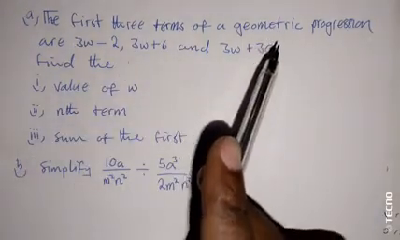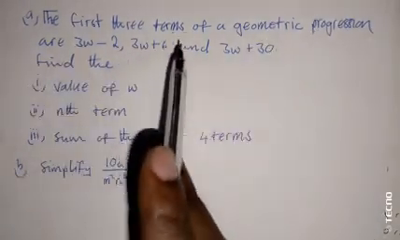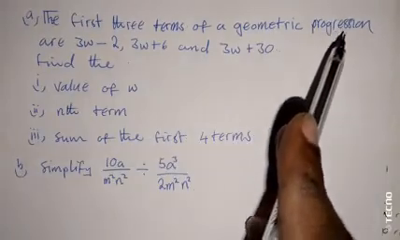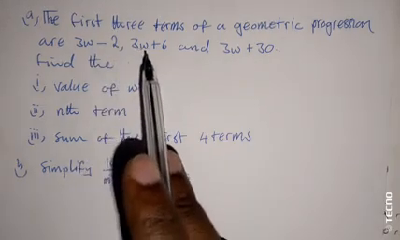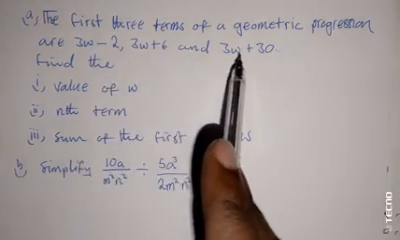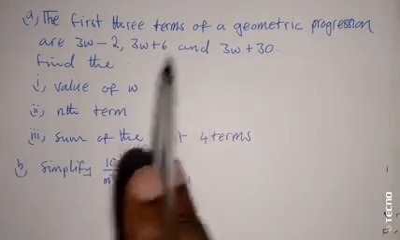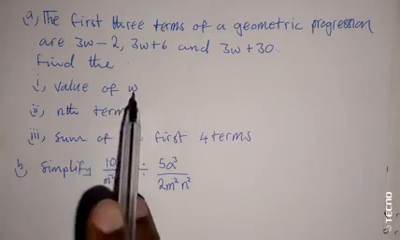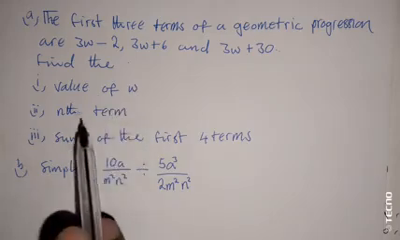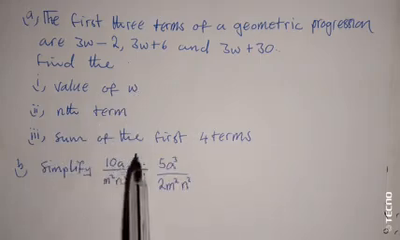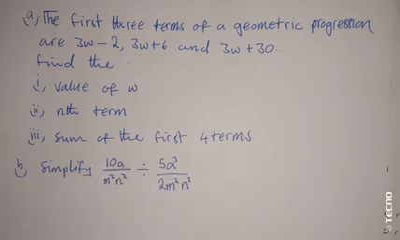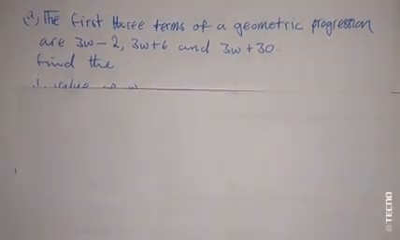This is a geometric progression. The first three terms of a geometric progression are 3w minus 2, 3w plus 6, and 3w plus 30. Find the value of w here, then the nth term, and the sum of the first four terms, simplifying again. So without wasting much time, first let's see how we can find the value of w.